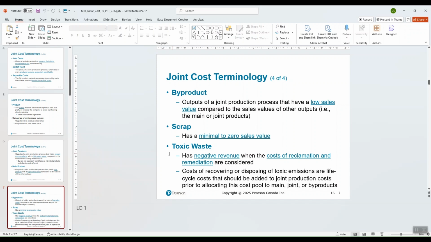So in this case, you always have to remember that if there's a scrap, you check if there's a value for that or not. If there is a value, then we need to look into it. How do we allocate the value in regards to your costing purposes?